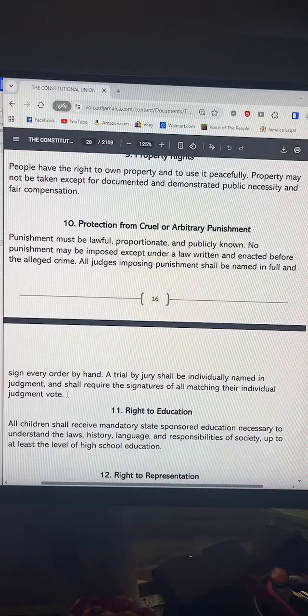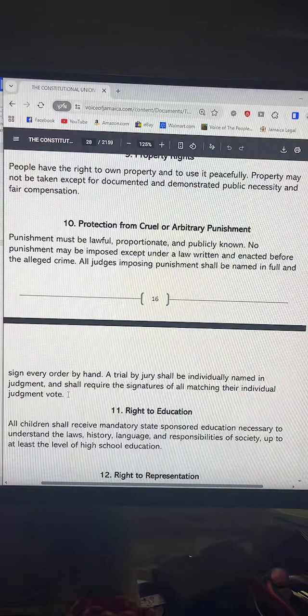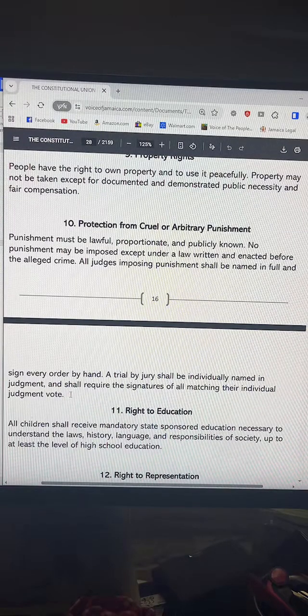And that is absolutely ridiculous. If you are in public office, why are you hiding your identity? It doesn't make any sense.